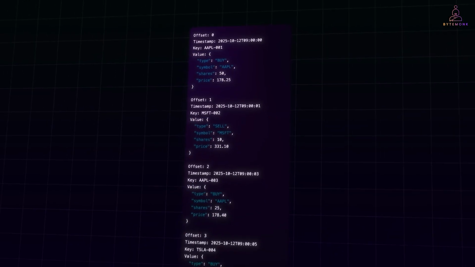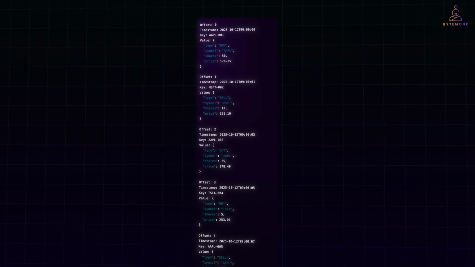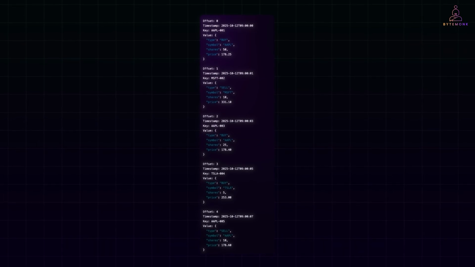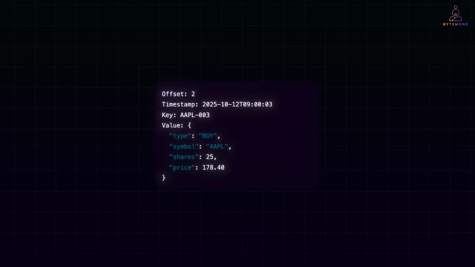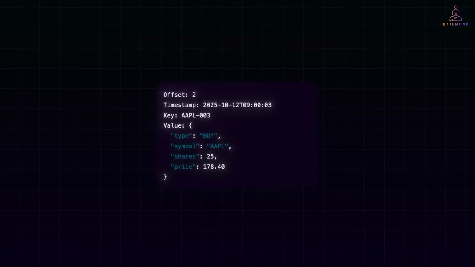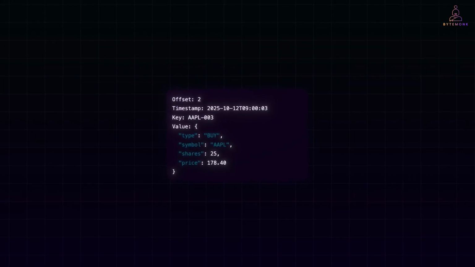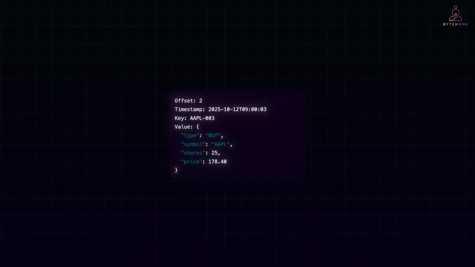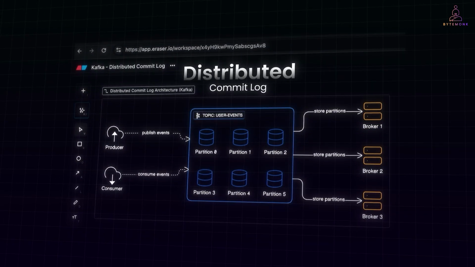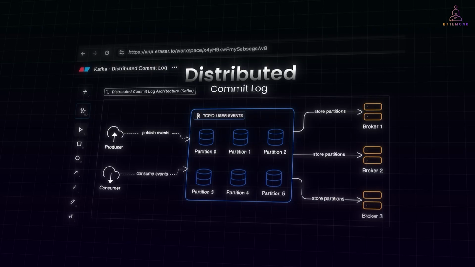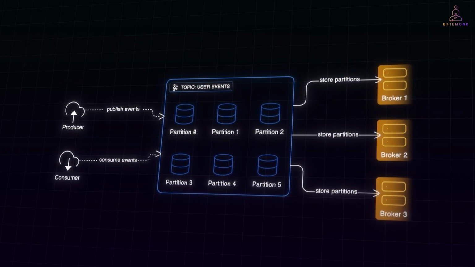Kafka stores this log sequentially on disk, so reading or replaying events is as simple as saying, give me everything from offset 2 onward. And that's how consumers like accounting or analytic systems can reprocess trades exactly as they happen, in perfect order. Now Kafka takes this idea further with a distributed commit log. Basically a commit log that spreads across multiple machines or brokers.